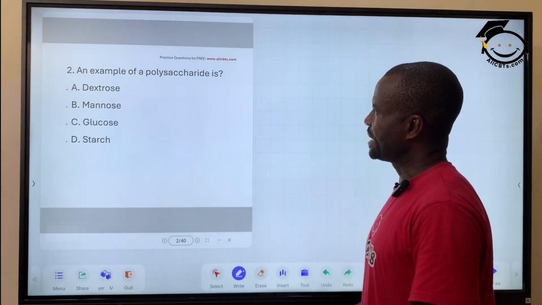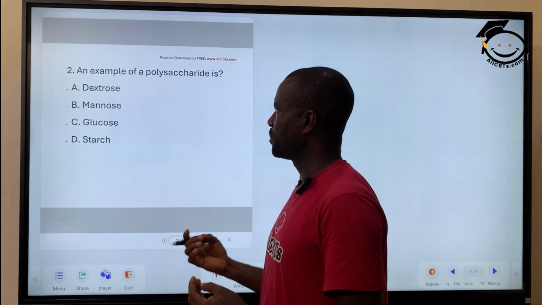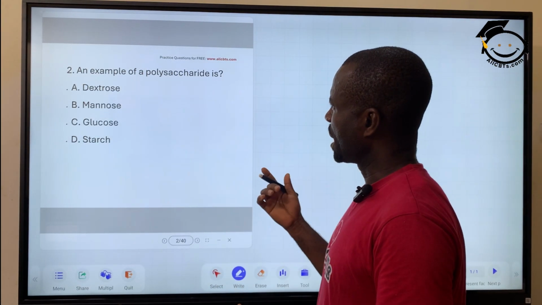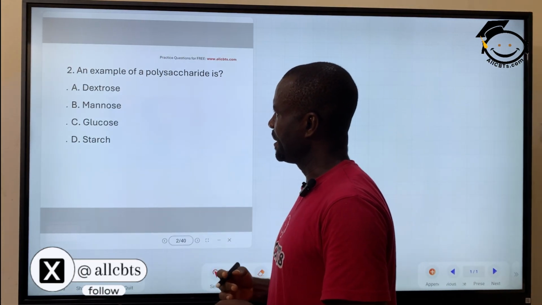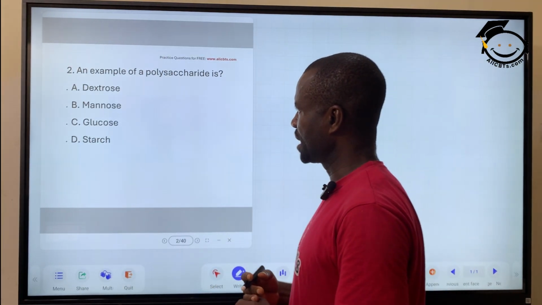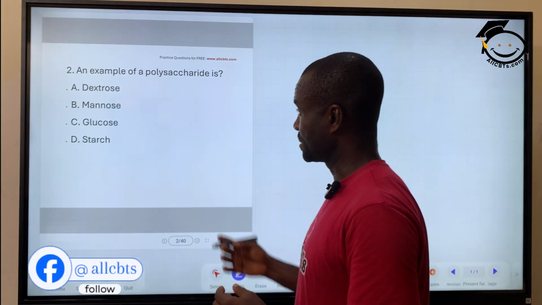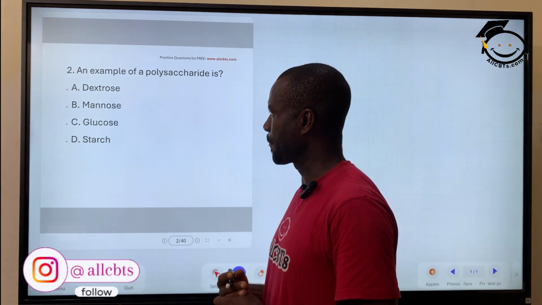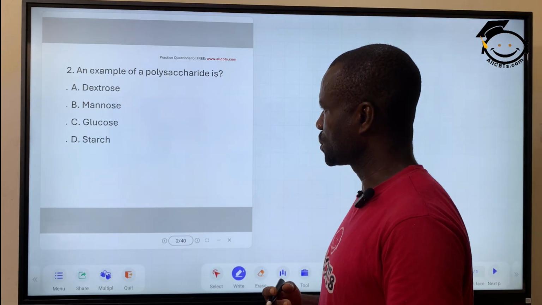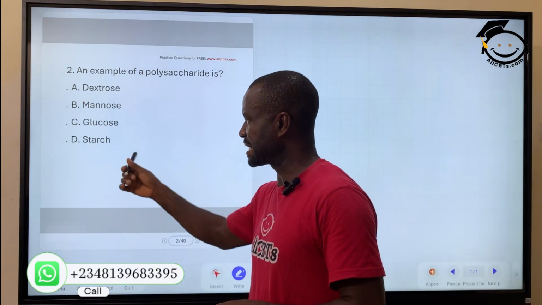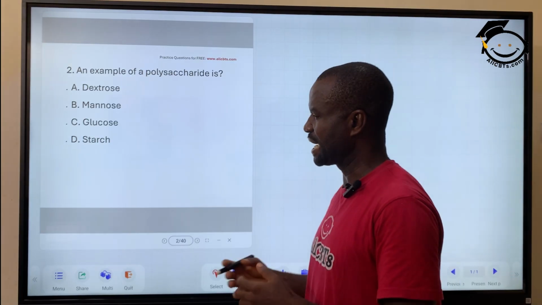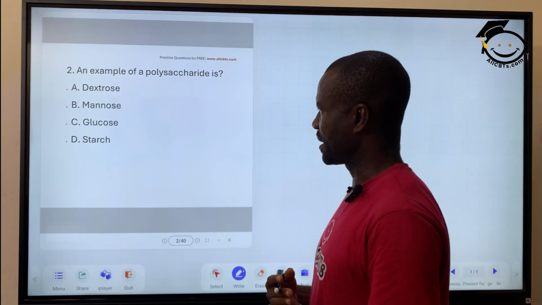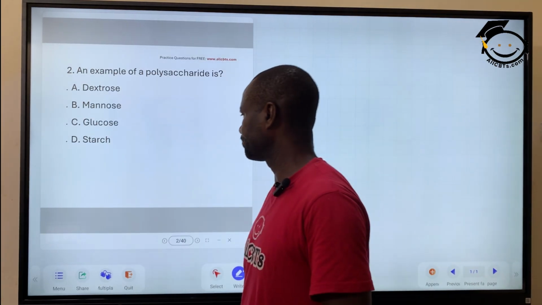Question 2. An example of a polysaccharide is: a polysaccharide is a giant molecule. A, dextrose. Dextrose is a simple molecule, a monosaccharide, so it's not. Mannose. Mannose is another monosaccharide sugar. Glucose. Glucose is a monosaccharide, a simple sugar. Then starch. Starch is a polysaccharide. It's a giant molecule that contains more than one unit of monosaccharide sugar. So the correct answer is starch.